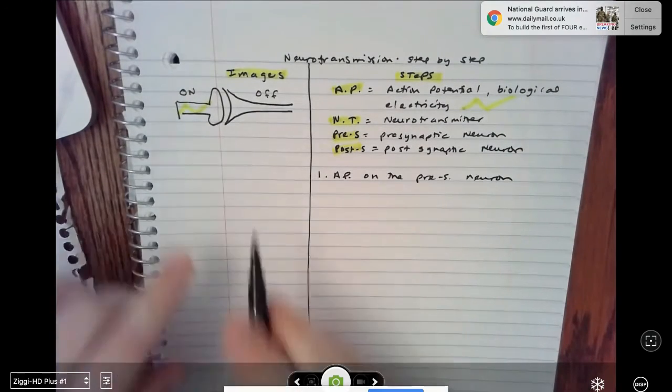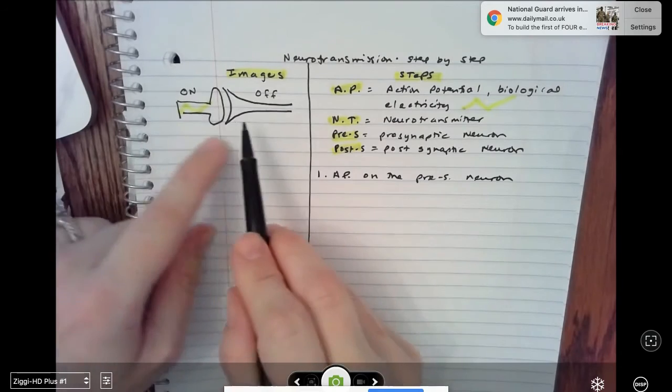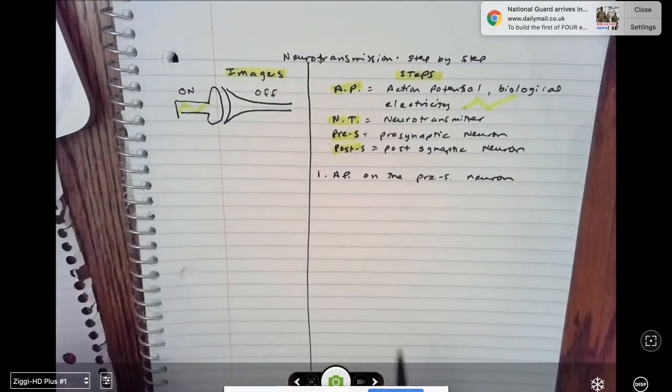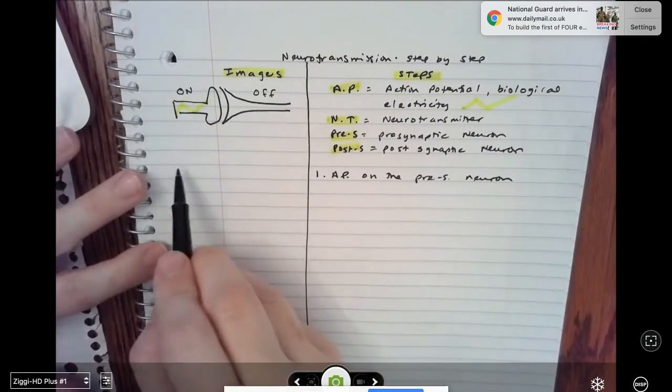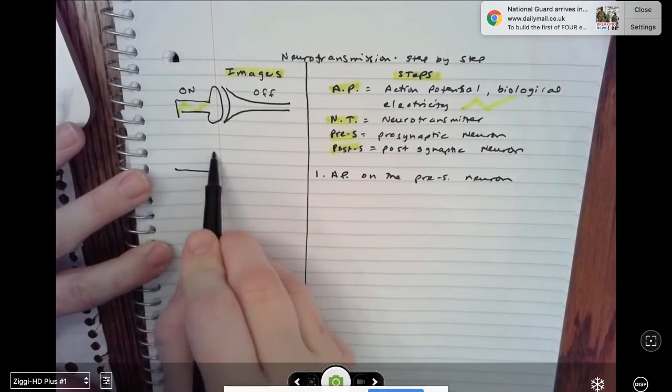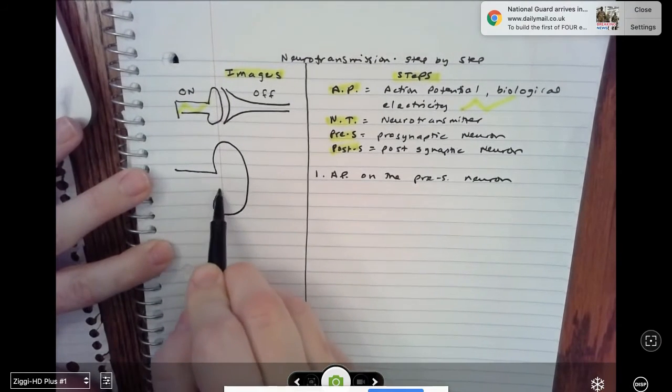All right, somehow we need to get the action potential from over here to over here. So we need to now focus on the vesicles. Let's go ahead and sketch this picture right here. We can make them large, there's not too many steps.